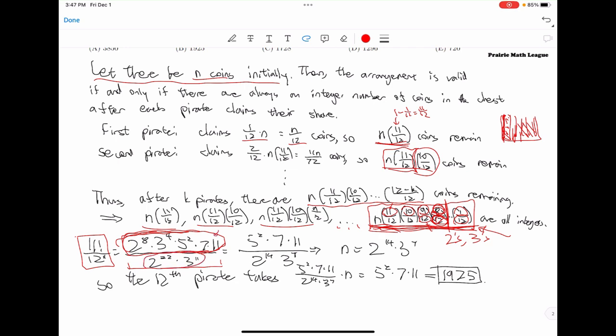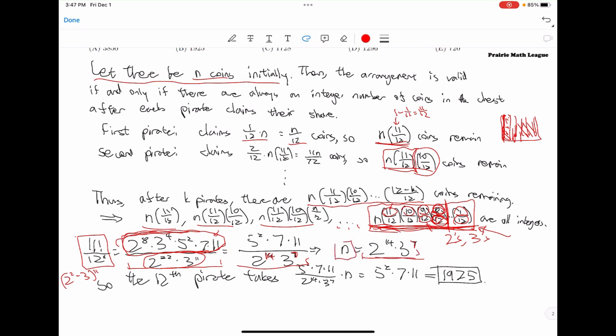For the denominator, you do 12 to the 11 because 12 is equal to 2 squared times 3, and you raise that to the power of 11. Now, you get this after canceling a lot of factors, and therefore, since this is 7, this is 14, so 2 to the 14 times 3 to the 7 is the minimum value of n.